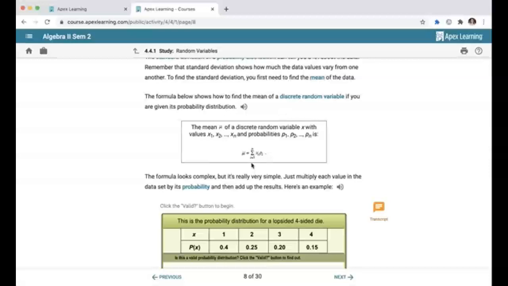Okay, so again, if we remember that this little sigma here means summation, this is saying our sum of all of our values where you have the variable times its probability. So x1 gets multiplied by p1, then that gets added to x2 times p2.